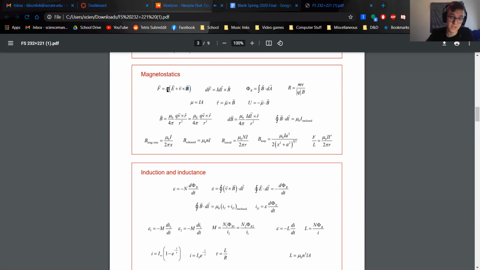And so it just ends up being Q times V cross B. So don't get intimidated by this cross product. Remember to use the right-hand rule, and remember that the order matters for the cross product. You're going to get a minus sign in the wrong place if you do B cross V.